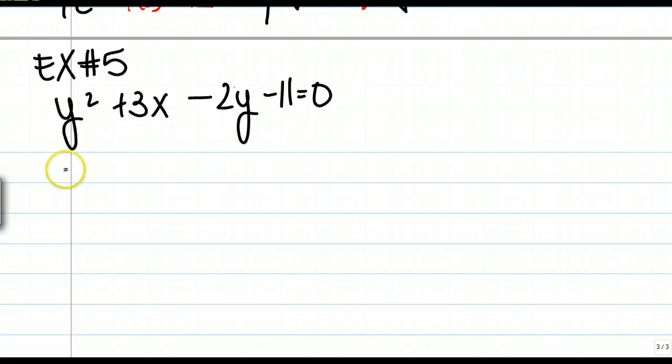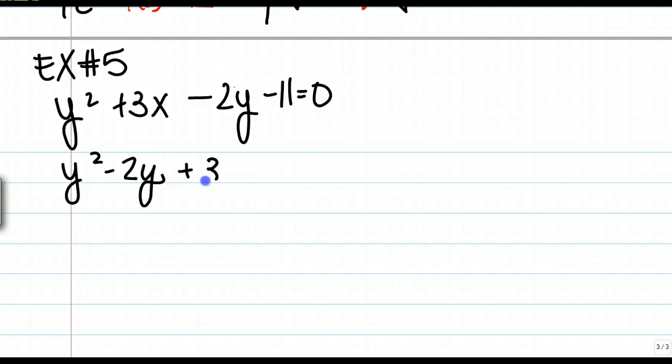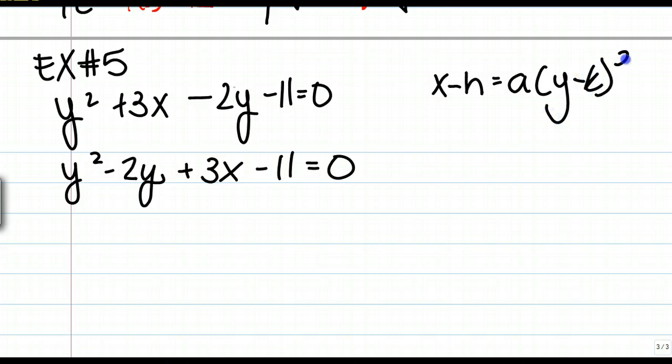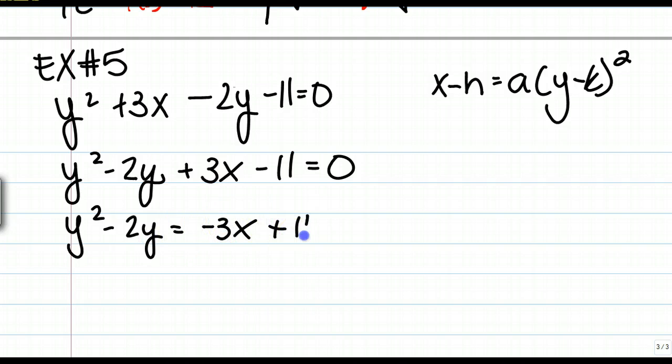So, if you remember, we get our y's together and our x's together. Well, we only have one x, so we'll leave it with the number. We know that since it's y squared, we're going to have an x minus h equals a times y minus k squared problem, because y is squared. So let's get the x and the 11 onto the other side. So I subtract 3x, I add 11.